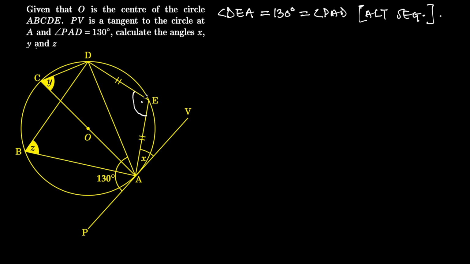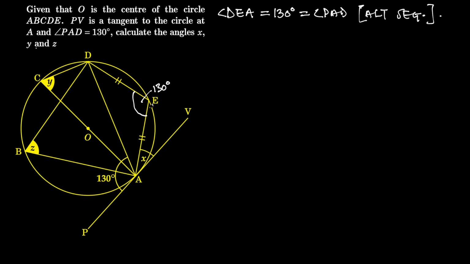The easiest angle to obtain here is the angle at E, that is angle DEA. Angle DEA is equal to 130 degrees, which is equal to the angle PAD. The reason for that is this is the angle in alternate segment. So let me say alt segments. That's the reason for that. So I can mark this as 130 degrees.